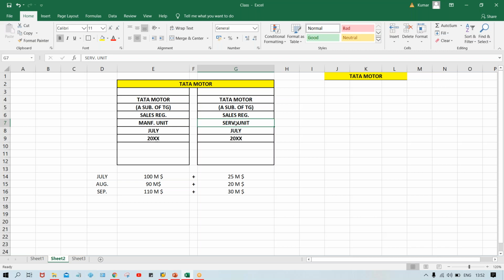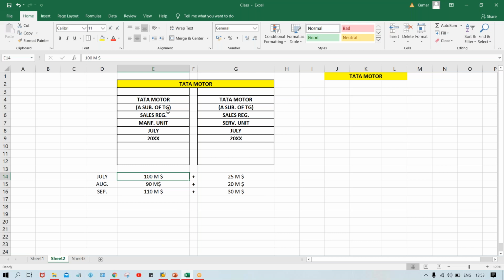If two different registers are there, then only it is possible, guys, or else it is going to be very difficult to count transaction by transaction, to identify which transactions belong to manufacturing and which belong to the service unit. That is very difficult. So that is why they maintain two different registers. Likewise, for July, if they want to calculate at Tata Motor level, then service plus manufacturing. Again for August also service plus manufacturing, and September also service plus manufacturing.